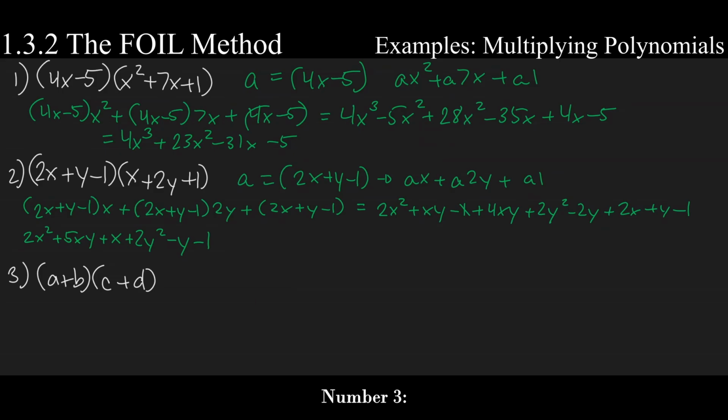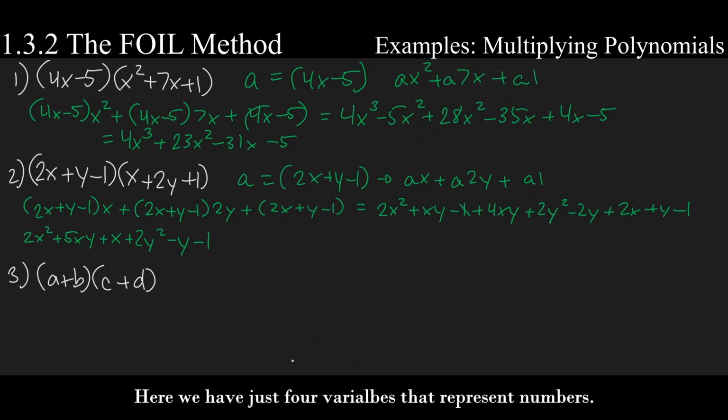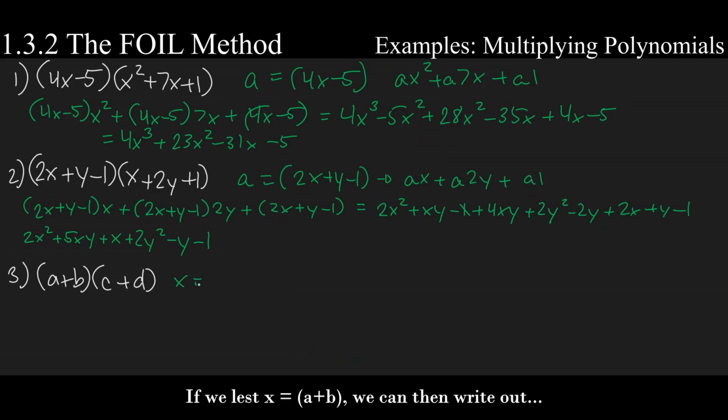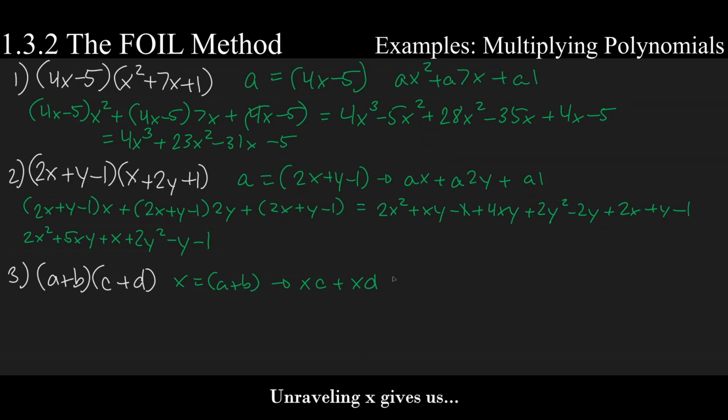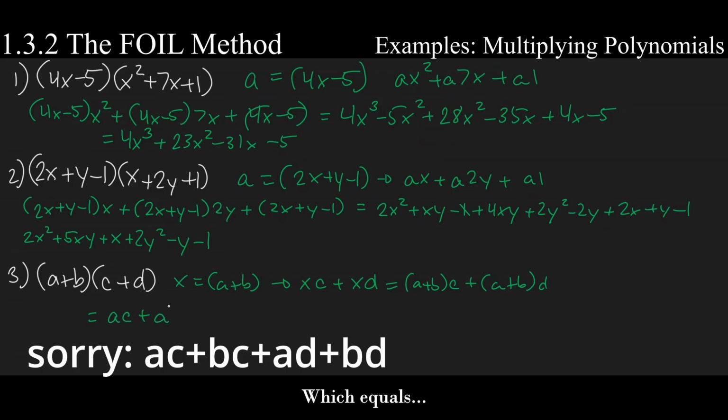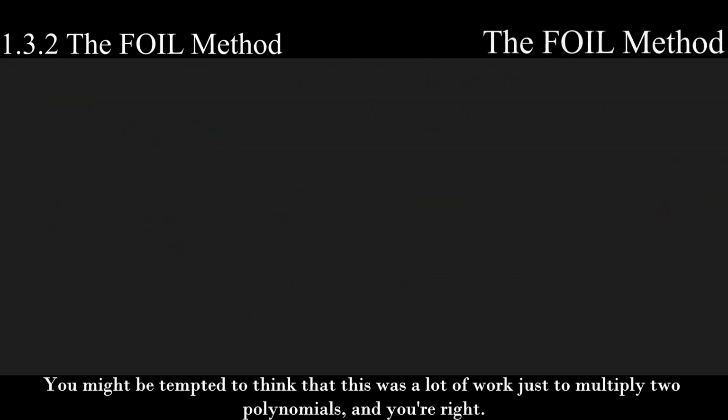Number 3, (a plus b) times (c plus d). Here we have just 4 variables that represent numbers. If we let x equal a plus b, we can then write out xc plus xd. Unraveling x gives us (a plus b) times c plus (a plus b) times d, which equals ac plus bc plus ad plus bd. You might be tempted to think that this was a lot of work just to multiply two polynomials. And you're right.